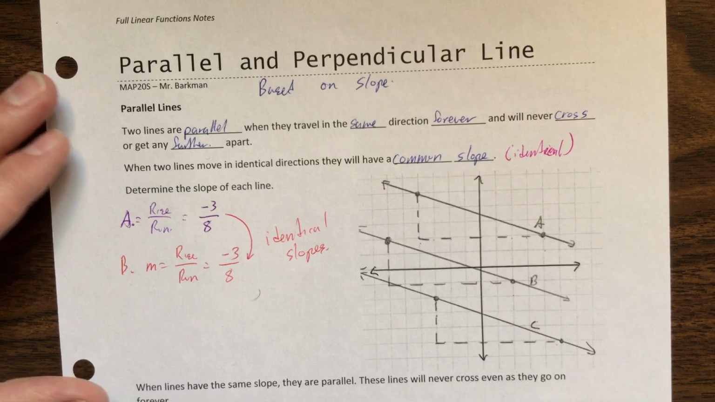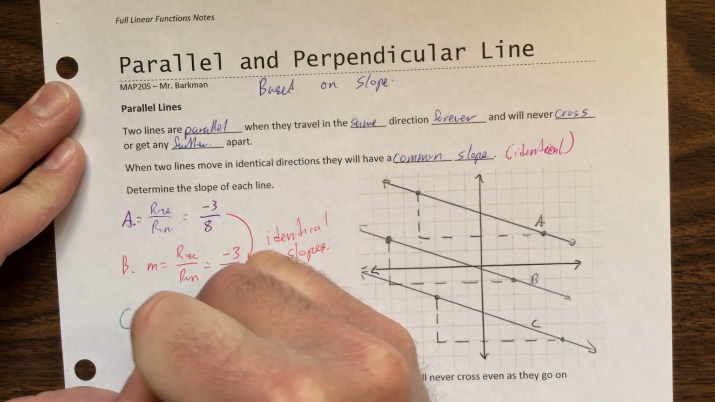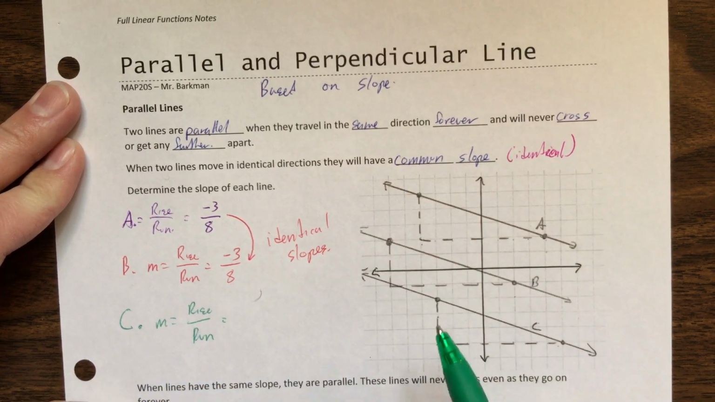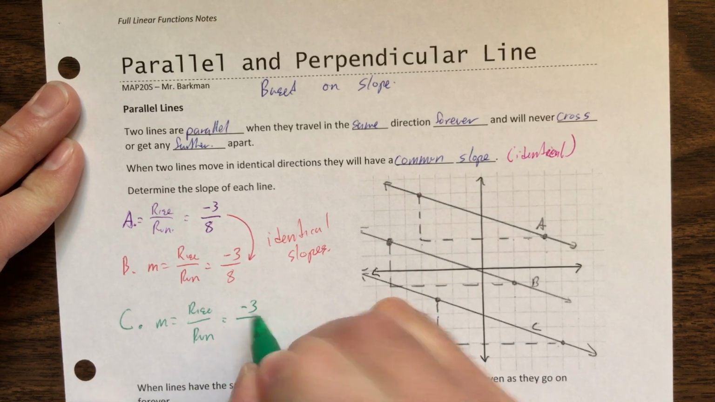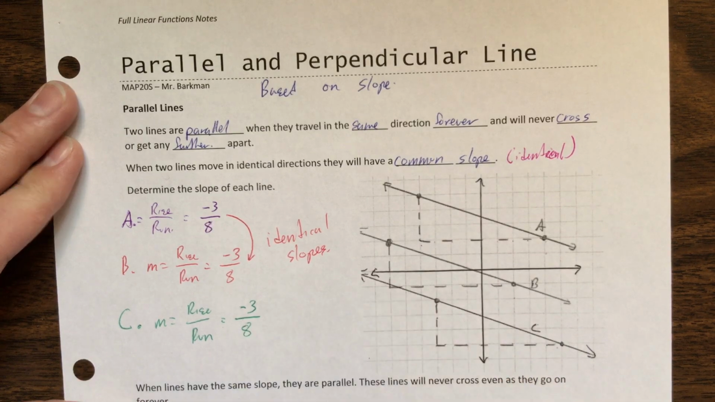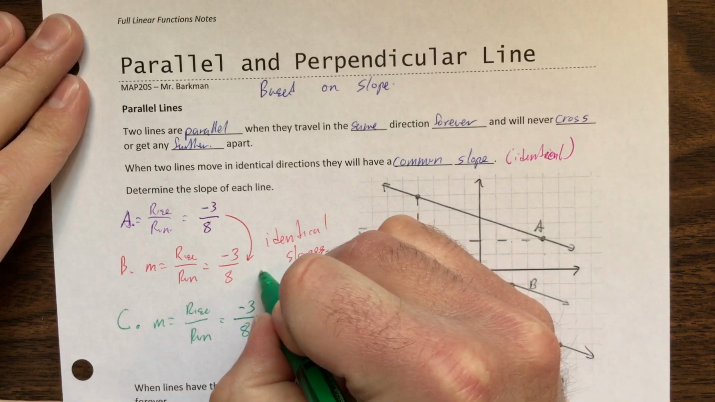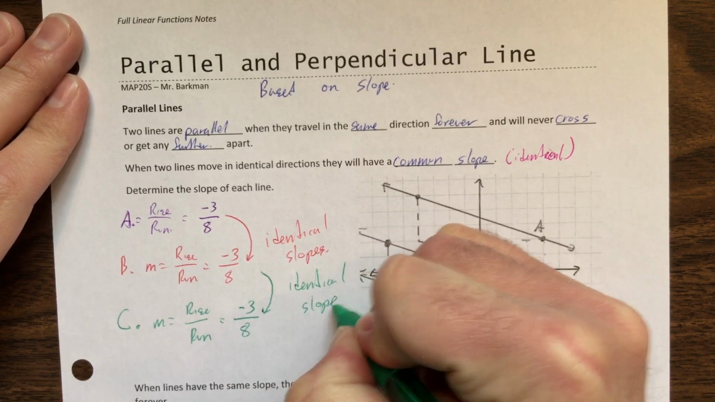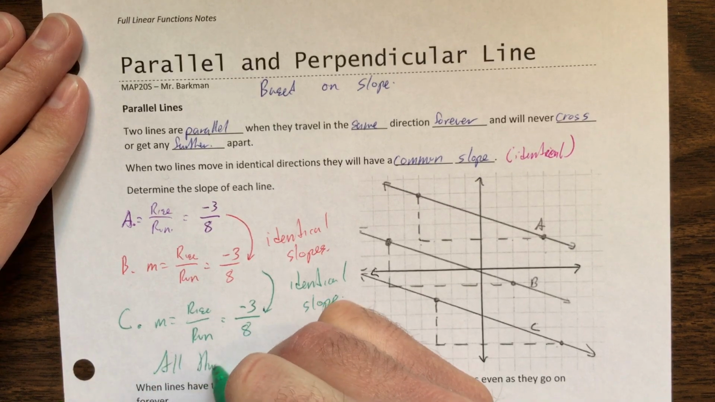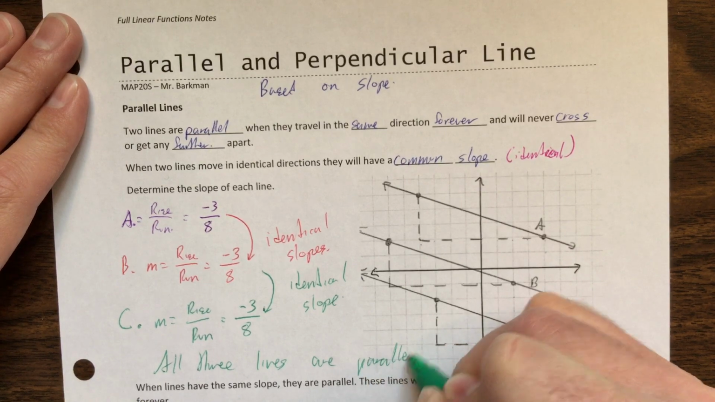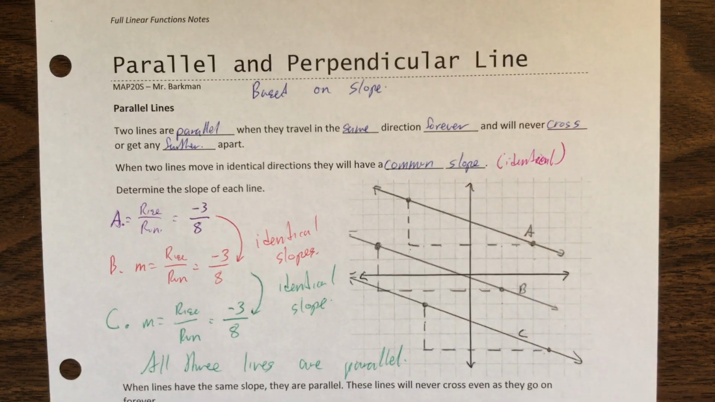Now, does C follow the same pattern? Well, rise over run. And again, we're going to start on the left, so we go 1, 2, 3 down, -3. And 1, 2, 3, 4, 5, 6, 7, 8. -3/8. Okay, again, identical slope, meaning all 3 lines are parallel. Okay, so those 3 lines are all parallel.